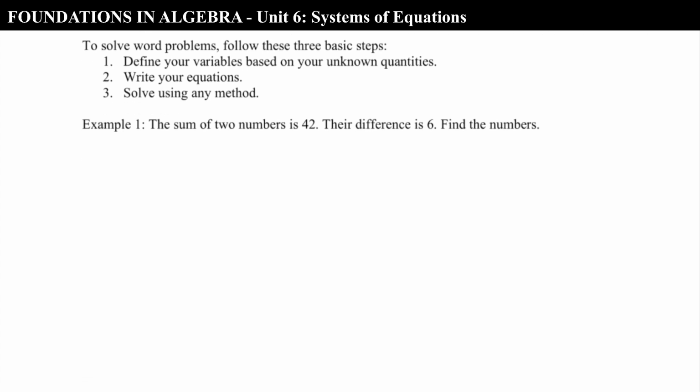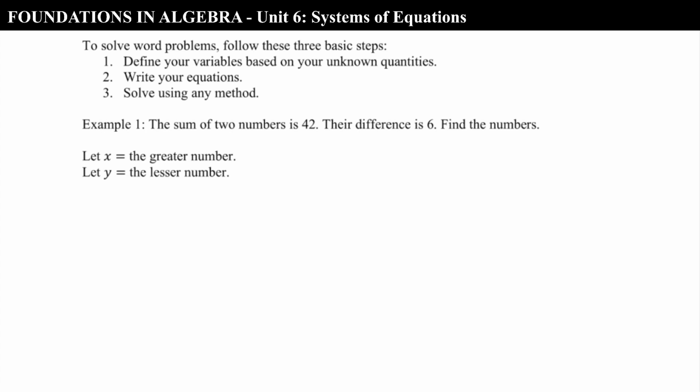So let's take a look at example 1. The sum of 2 numbers is 42. Their difference is 6. Find the numbers. So the 2 numbers that we're looking for are our 2 unknown quantities. So let's define those. One number is going to be bigger than the other. So let's say x is the greater number, and let's say y is the lesser number.